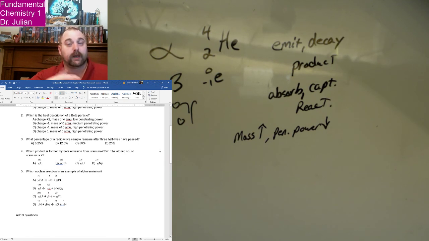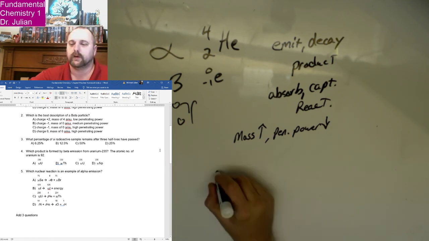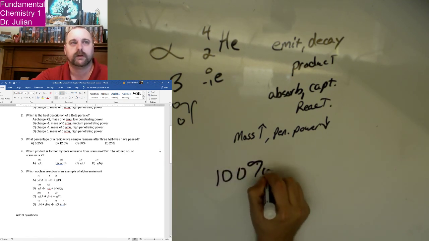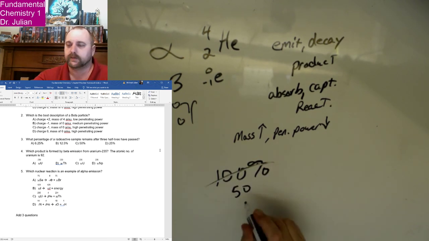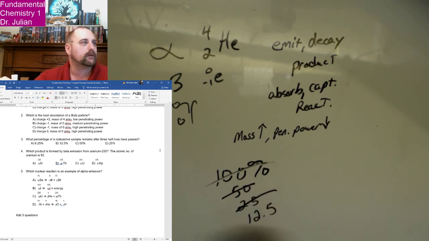3 half-lives have passed. What percentage remains? Okay, so I start with 100%. First half-life goes by. There's 50. Second half-life goes by. There's 25. Third half-life goes by. There's 12.5% left. So 3 half-lives is B.